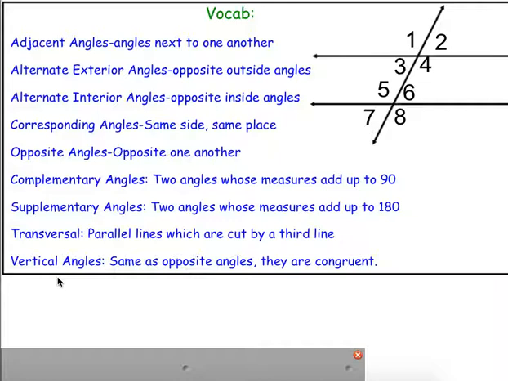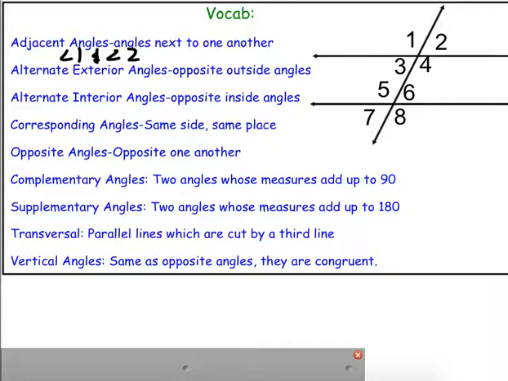are congruent. So our first vocabulary term here, we have adjacent angles, which means we have angles right next to each other. So for this one, I could say angle 1 and angle 2 are right next to each other. We could also say that we have a pair 3 and 4, 5 and 6, 7 and 8. Those are all adjacent angles, but then we also have adjacent angles by saying we have things like 1 and 3, or 2 and 4, 5 and 7, 6 and 8. Those are all adjacent angles.